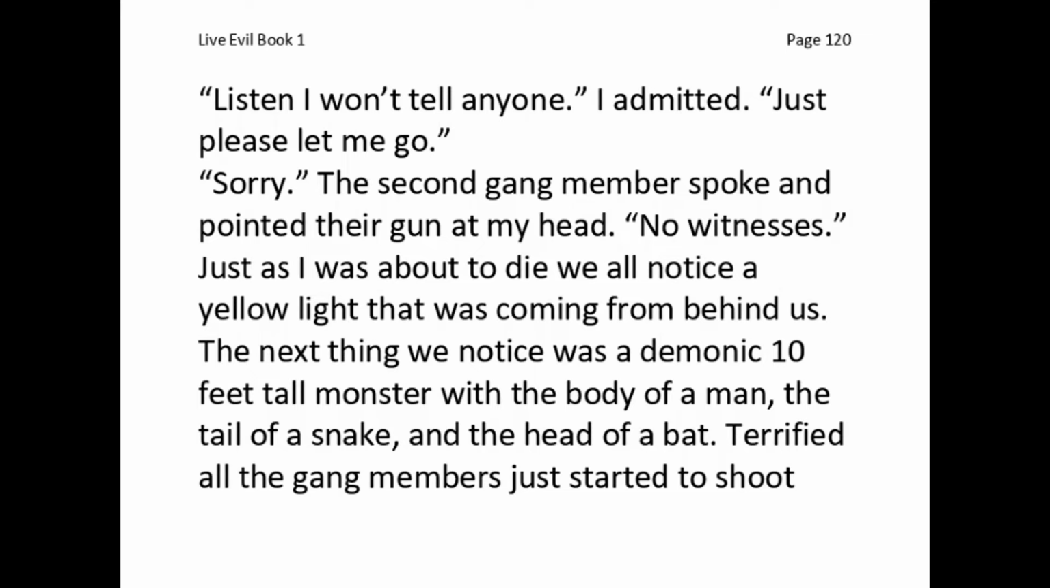"No witnesses." Just as I was about to die, we all noticed a yellow light that was coming from behind us. The next thing we noticed was a demonic 10 feet tall monster with the body of a man, the tail of a snake, and the head of a bat. Terrified, all the gang members just started to shoot this demon. However, to everyone's shock, the demon's skin was bulletproof.